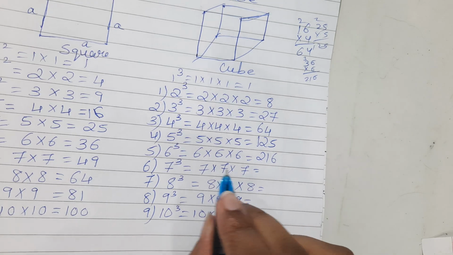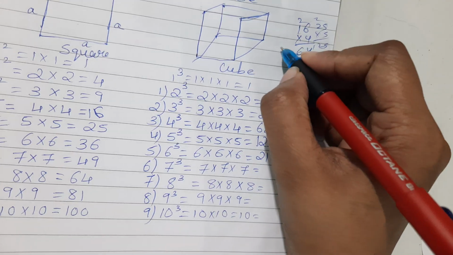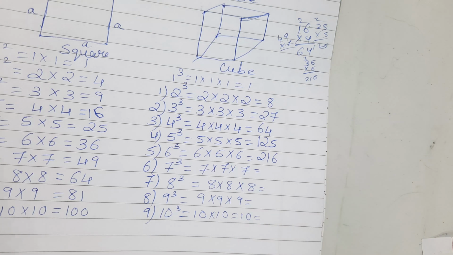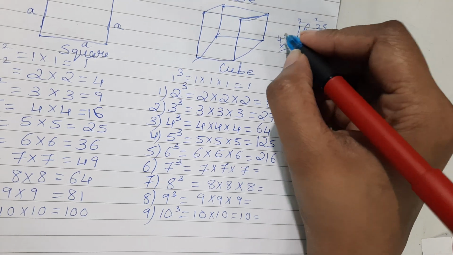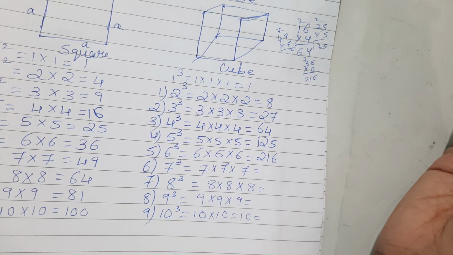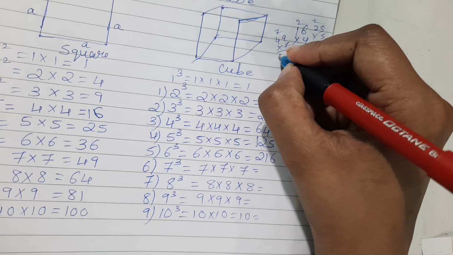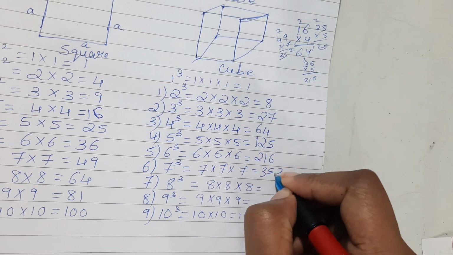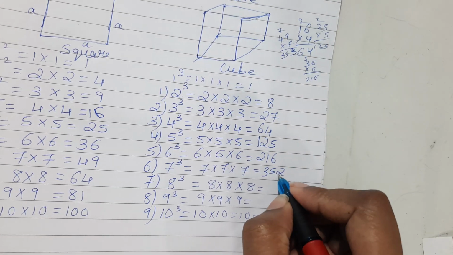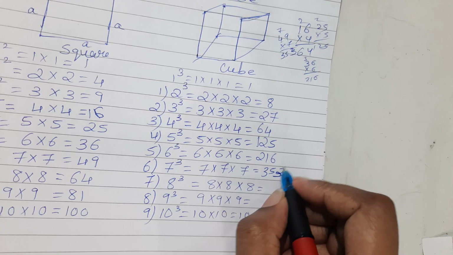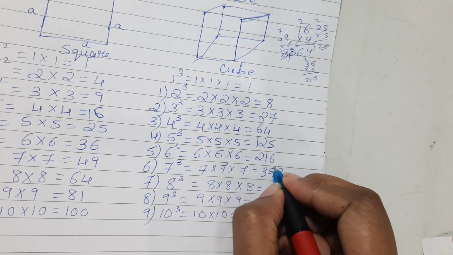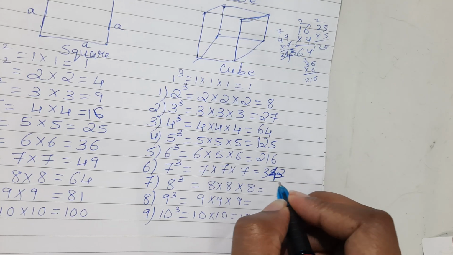216, right? 7 7s are 49. 49 7s are, what will you get? 343. Do the correction, it is 343.